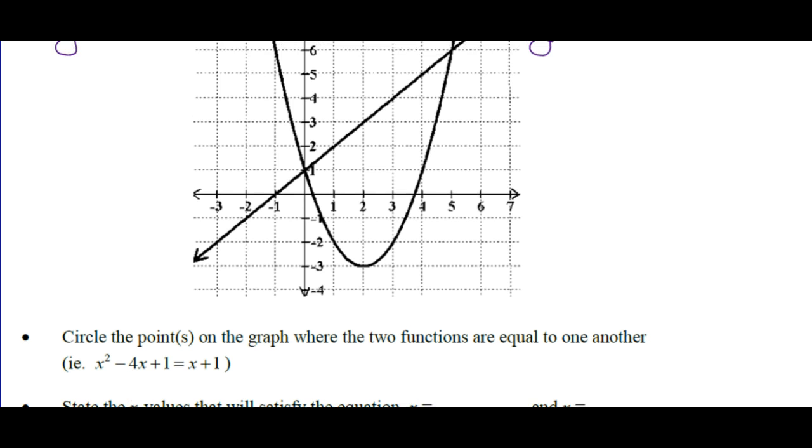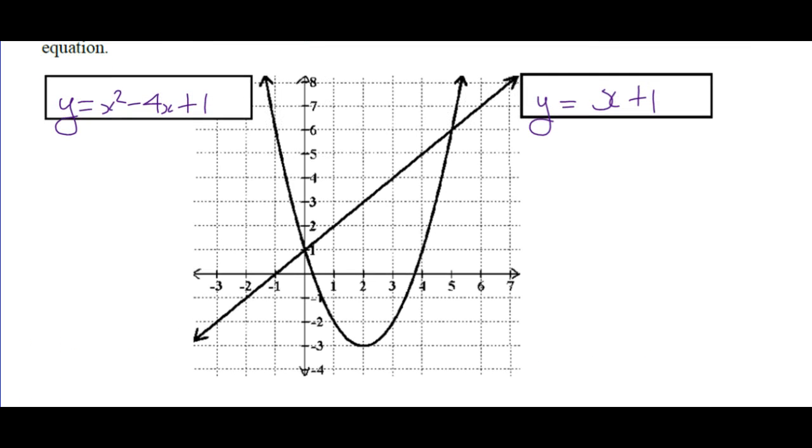Circle the points on the graph where the two functions are equal to one another. So where am I circling? So here and here, right? So that's where they're equal to each other, right? They have the same x value, and it gives the exact same y value. Okay, so if we substitute that x value into either equation, we're going to get the same number for y. So they're equal to each other.